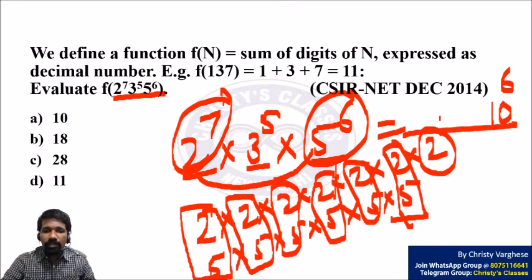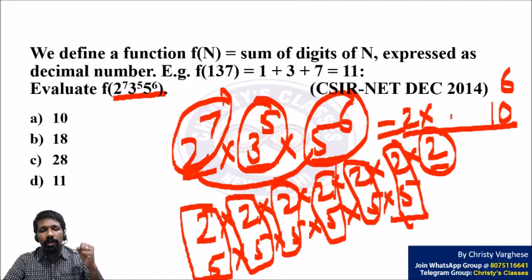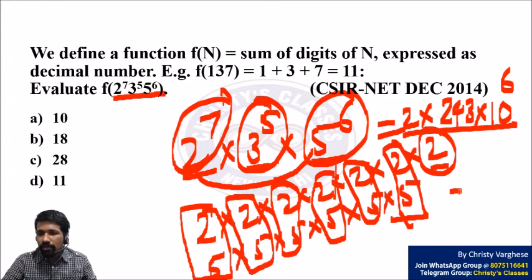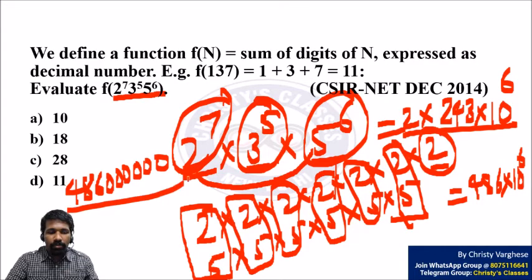After 10 raised to 6, what is remaining? 2 into 3 raised to 5 is remaining. Because this 3 raised to 5 we didn't do anything, and the extra 2 also we could not combine. 3 raised to 5 is what? That you can calculate. 3 into 3 into 3 into 3 into 3. 3 into 3, 9. 9 into 3, 27. 27 into 3, 81. 81 into 3, 243. So 2 into 243 into 10 raised to 6. That is 486 into 10 raised to 6. 486 into 10 raised to 6 means what? 486 followed by six 0's. So we got the number.